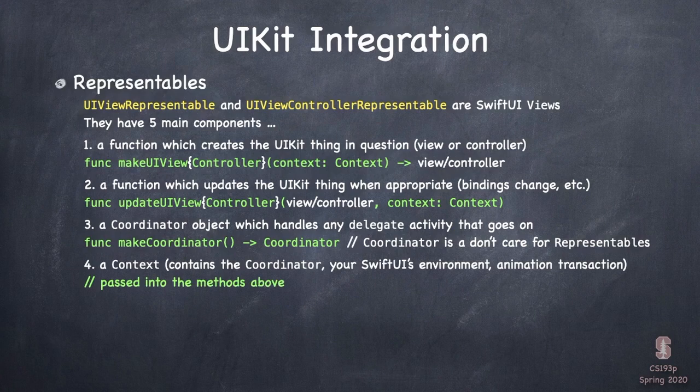Now, this context I keep talking about up here, that's passed to the makeUIView and updateUIView, it has 3 things in it. One is the coordinator you created, the thing that's going to be the delegate for your view or view controller. It also includes your SwiftUI environment, like are you in dark mode, all those things. And it contains a transaction. So this is an animation transaction. I told you earlier in the quarter, we're not really going to talk about transactions. But it's essentially encapsulating what sort of animation environment is going on while the makeUIView or updateUIView is happening. So that's what this context is.